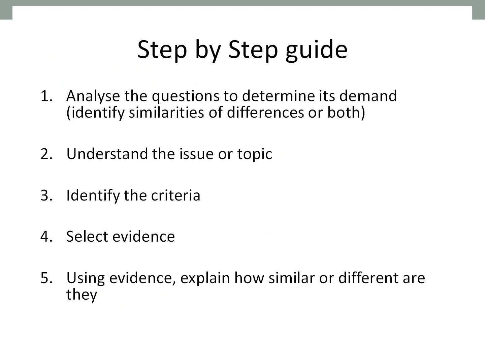First thing we do is we need to analyze the question. What does the question require us to do? We need to understand the issue or topic. Normally the issue or topic is given in the provenance. If it is not given in the provenance, we look at the source content. Third, we identify the criteria for making that comparison. We select the evidence, and last but not least, we explain how similar or different the sources are.